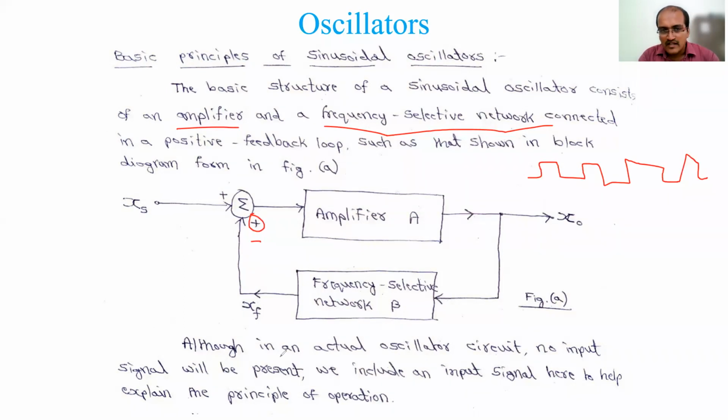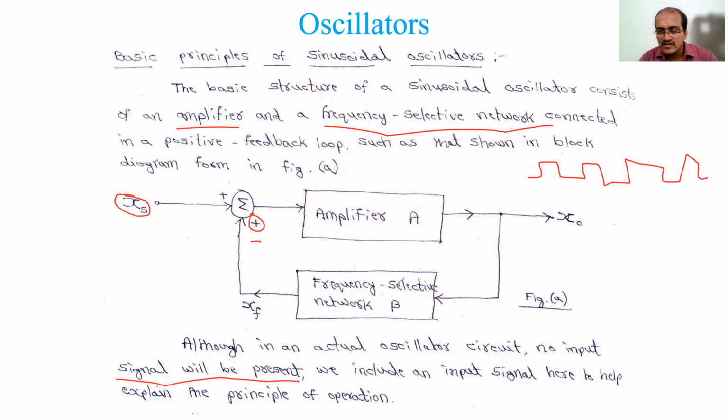Next, although in an actual oscillator circuit no input signal will be present, the function generator itself will produce the waveforms. It does not require any input signal, but still we include an input signal here, XS, to help explain the principle of operation. Otherwise, the amplifier non-linearities along with this feedback alone will produce the waveforms.